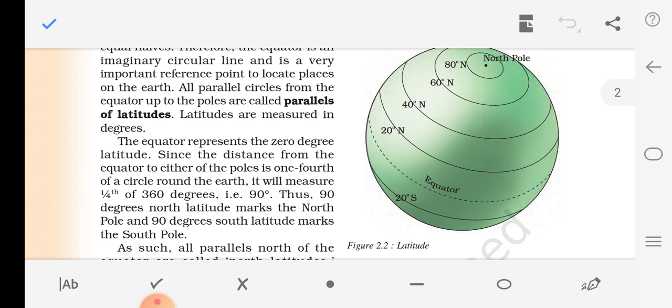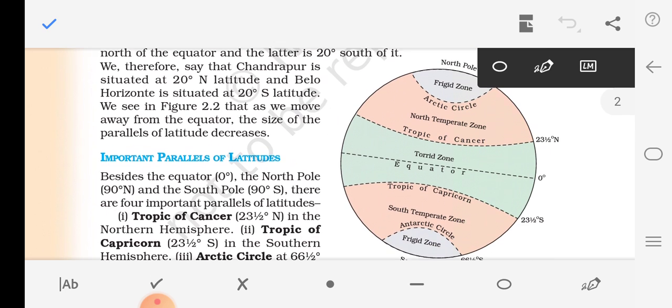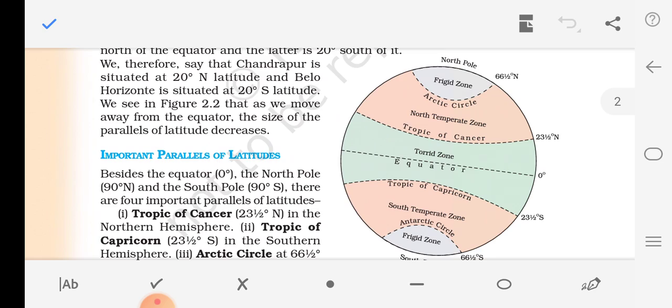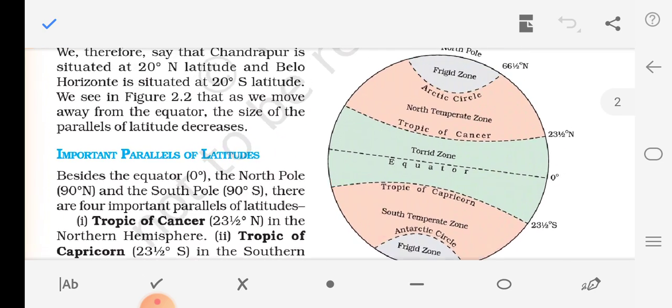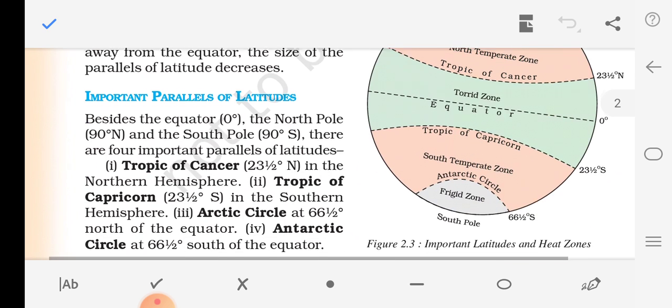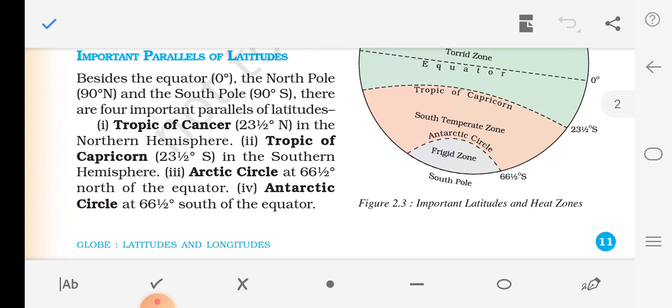Now let's see the important parallels of latitudes. The equator is 0 degree, and the north pole is 90 degree, and here the south pole is 90 degree. So there are four important parallels of latitudes, that is Tropic of Cancer, Tropic of Capricorn, Arctic Circle, Antarctic Circle.